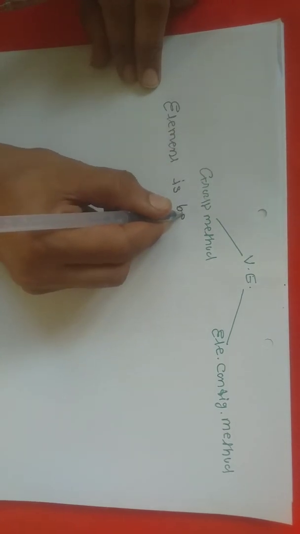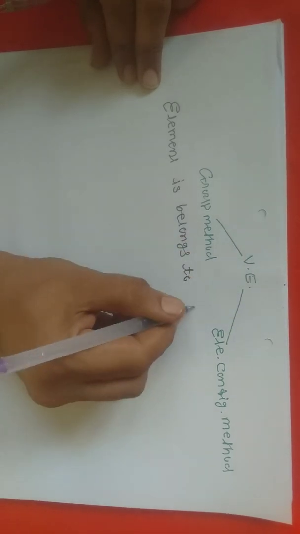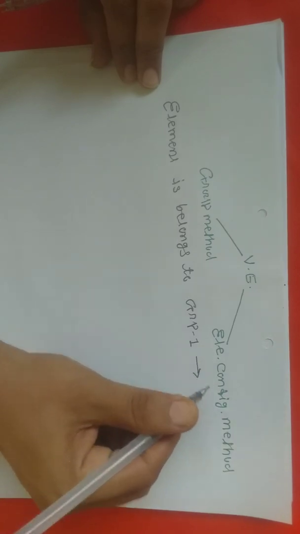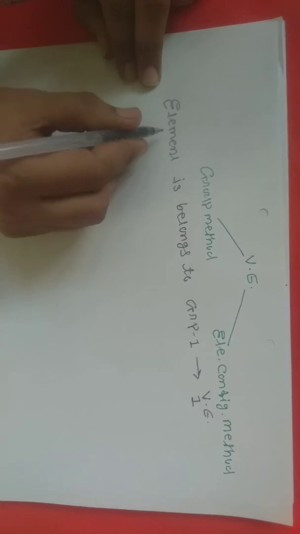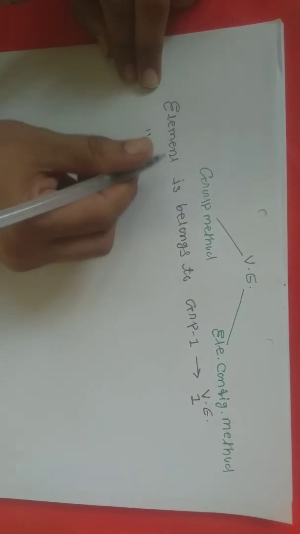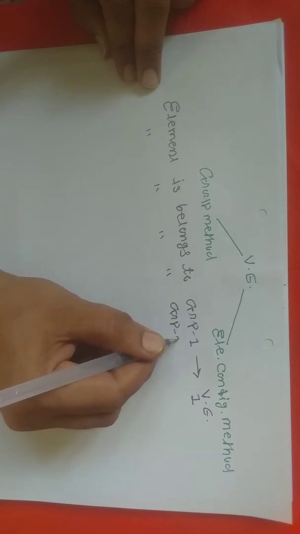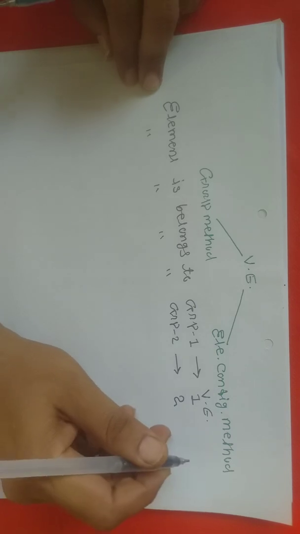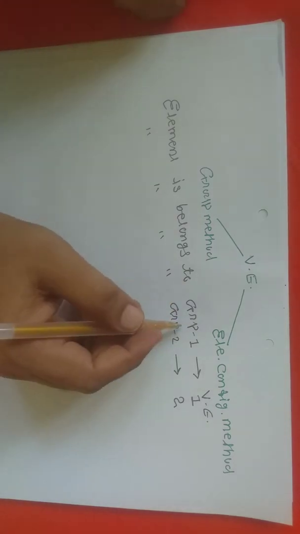For example, if your element belongs to group number 1, then its valence electron is 1. Similarly, if your element belongs to group number 2, then the number of valence electrons in that element is always 2. This is about the S block, because in the S block only 2 groups are there.